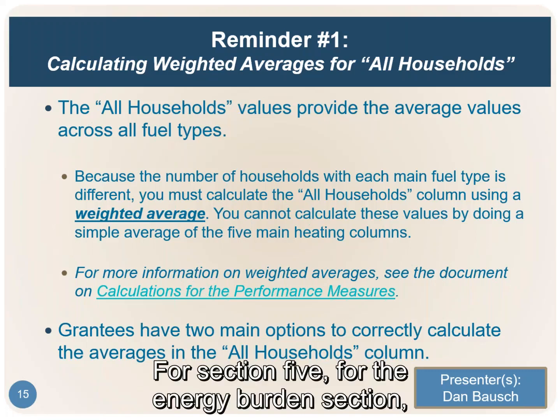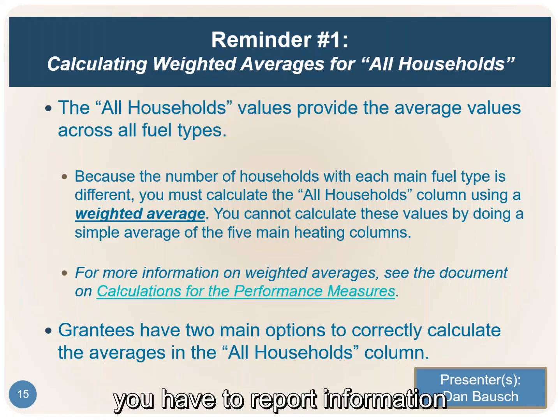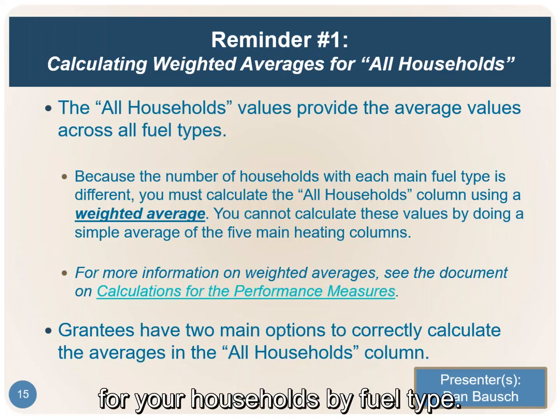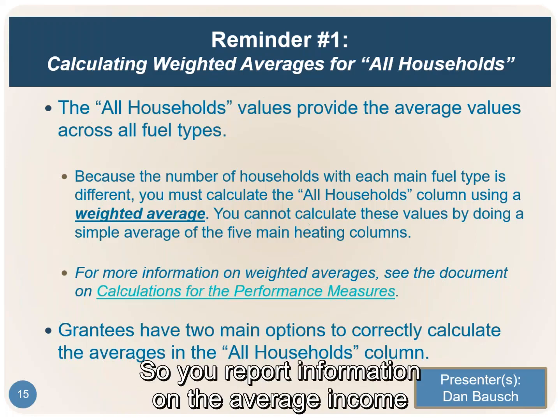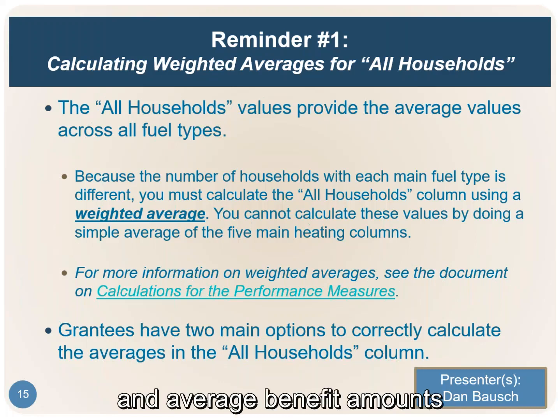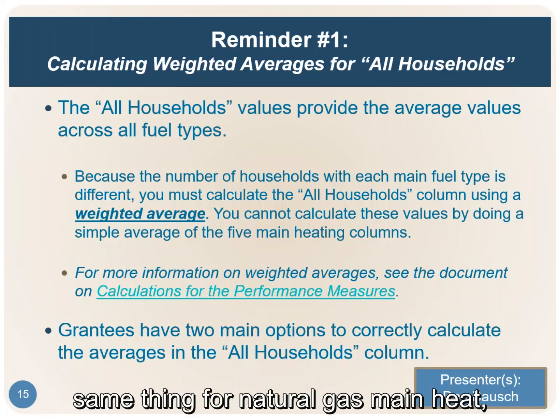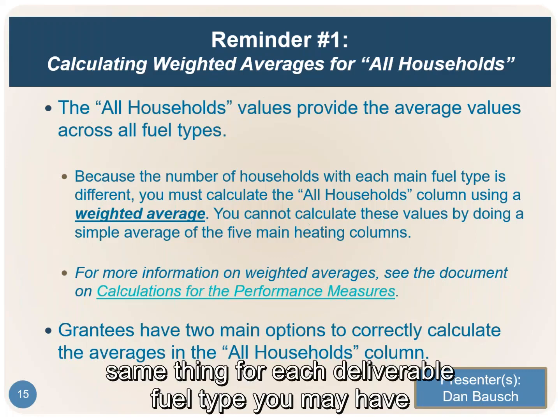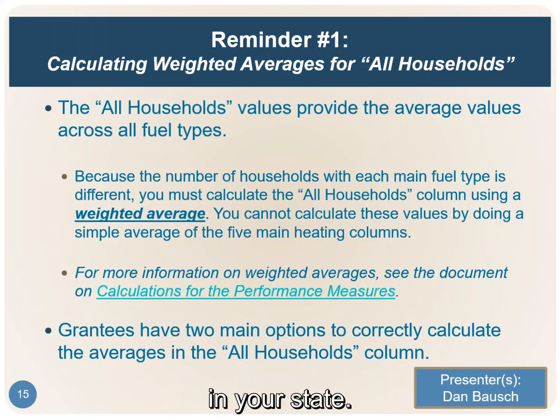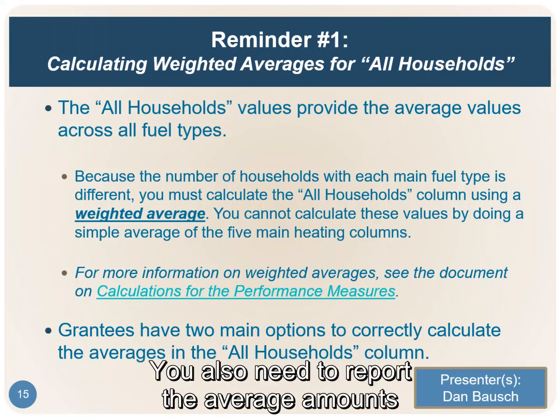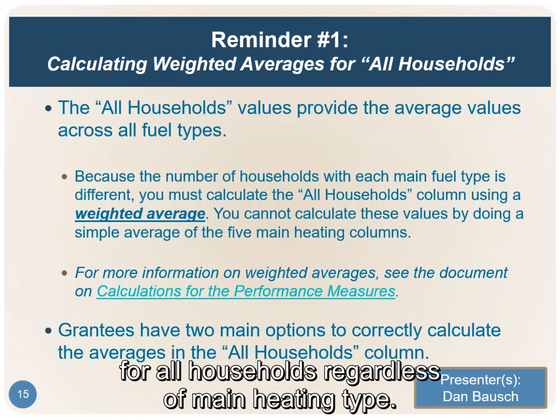For Section 5, for the energy burden section, you have to report information for your households by fuel type. So you report information on the average income and average benefit amounts for electric main heat households, same thing for natural gas main heat, same thing for each deliverable fuel type you may have in your state. You also need to report the average amounts for all households, regardless of main heating type.